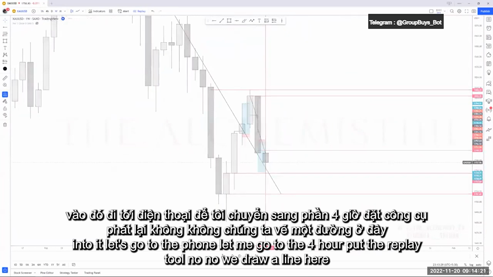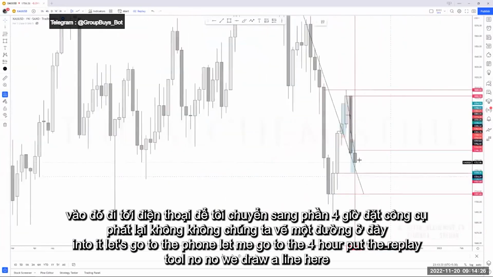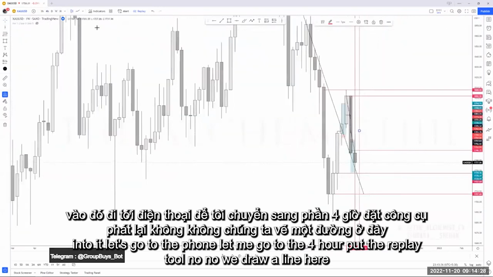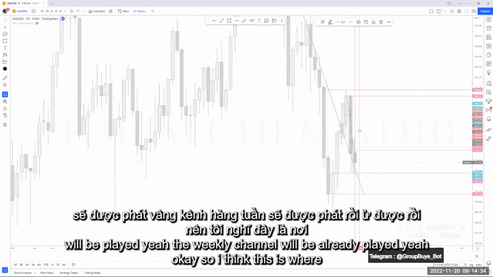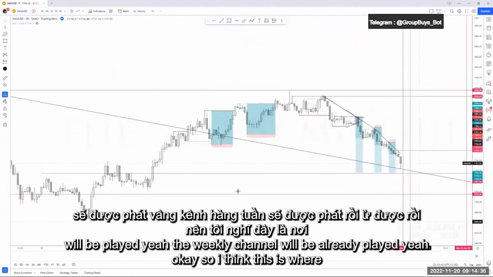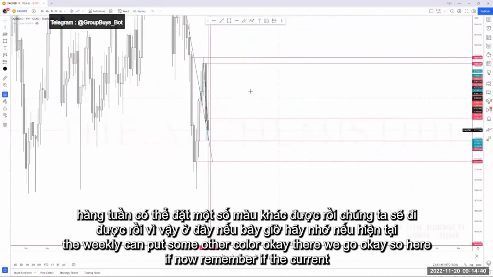Let's go to the 4-hour. Put the replay tool. We draw a line here because you see it's not that easy to backtest, because the weekly candle will be already played. So I think this is where the weekly candle is. We put some other color. Okay, there we go.